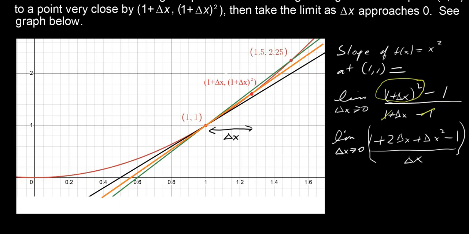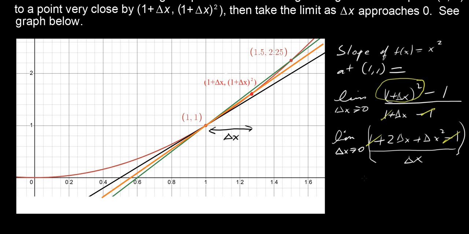Now, one thing that we see is that numerator can be simplified a little bit more because the plus 1 minus 1 cancels. So what we have left in our numerator is 2 times delta x plus delta x squared. Delta x is a common factor of that numerator, so I'm going to factor that out.